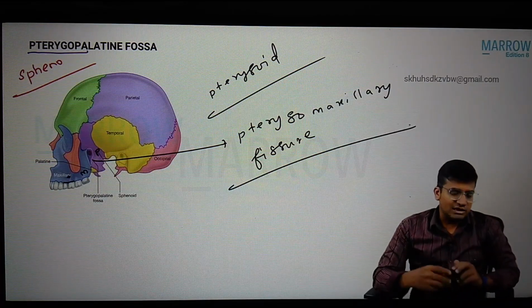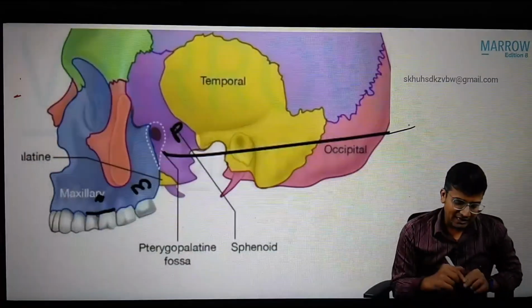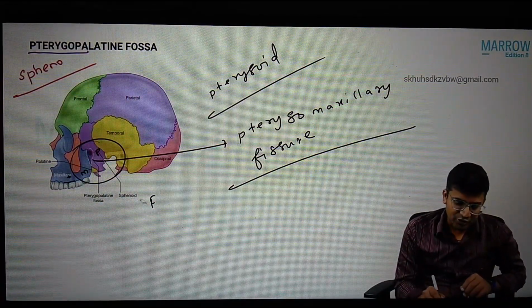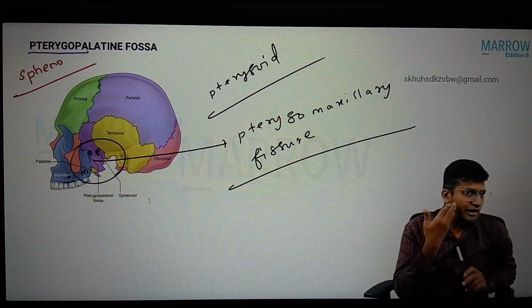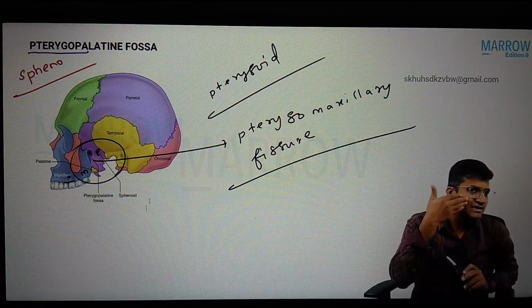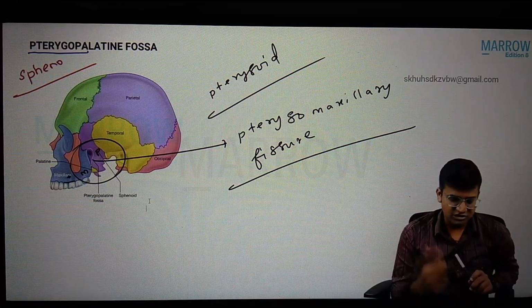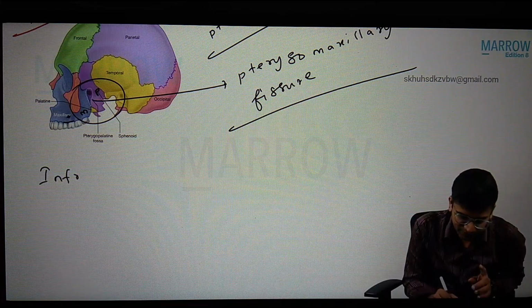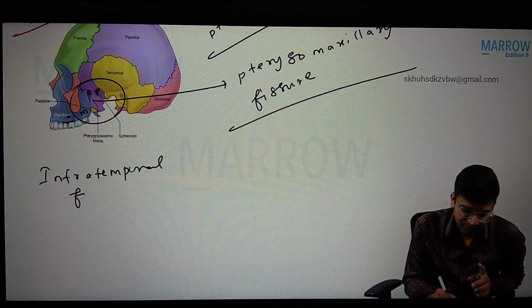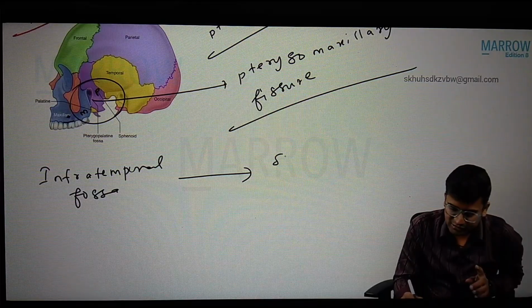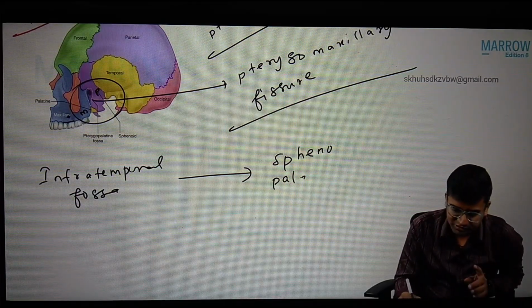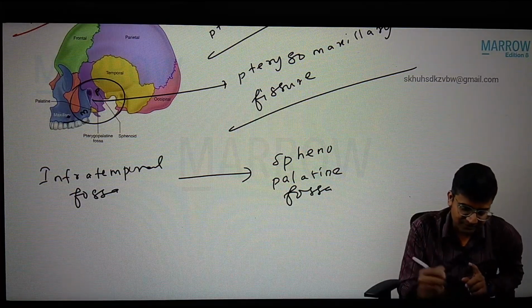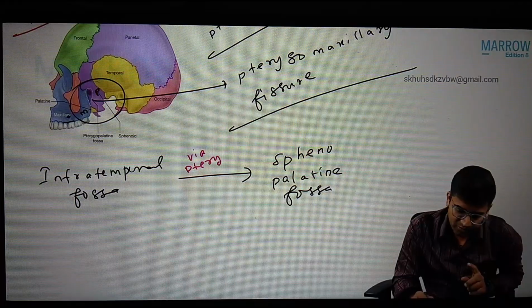Okay. Now the point is, now we remove the ramus of mandible and we are seeing this fossa here. That is our infratemporal fossa. I hope you remember that. So now you are in the infratemporal fossa and you enter the pterygomaxillary fissure. If you go inside the pterygomaxillary fissure, then you will be reaching the sphenopalatine fossa. Is that clear? So the point is, infratemporal fossa communicates with sphenopalatine fossa via pterygomaxillary fissure.